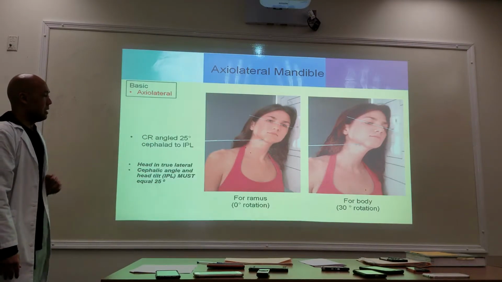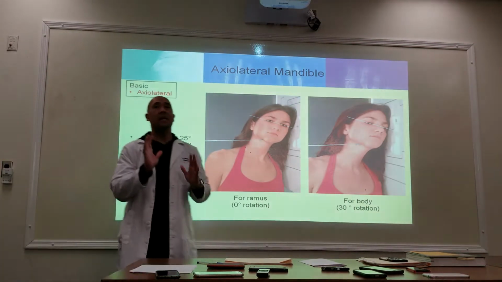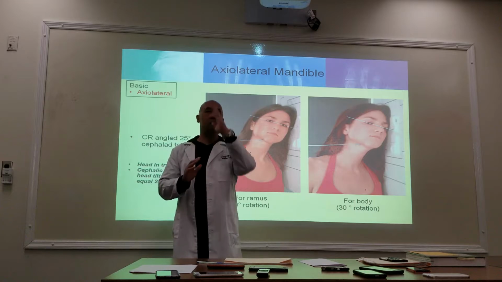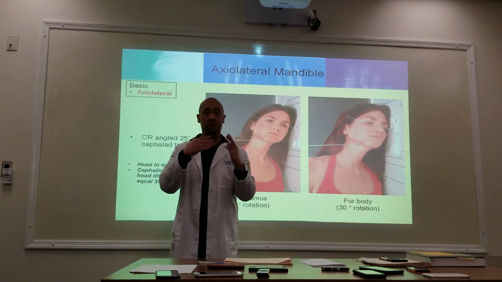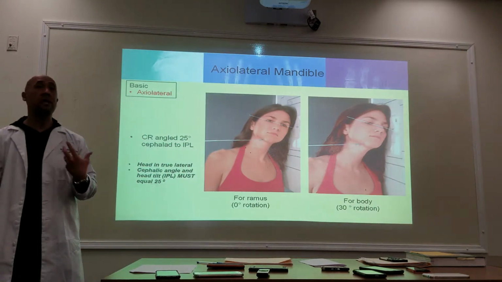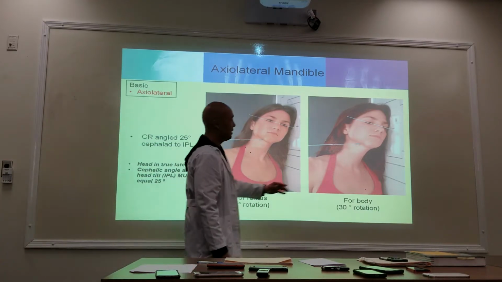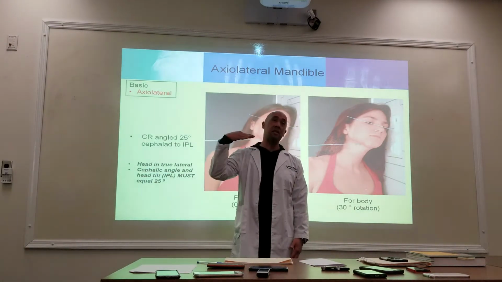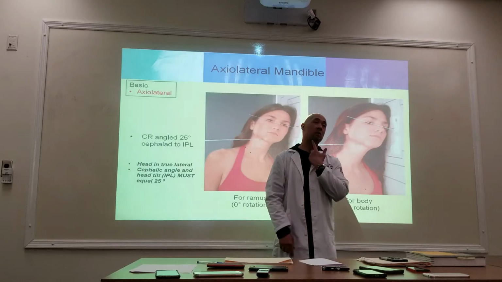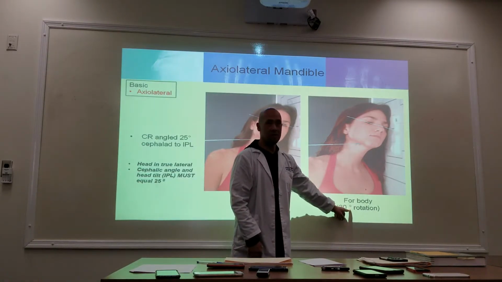Now, this is where it gets a little bit confusing, if it's not confusing already. So again, 25 degrees tilt or whatever combination between your central ray and your interpupillary line, it has to match 25 degrees, okay? Now, we can add a rotation to the mandible depending on what we're looking at. So this one, for instance, after they tilted their head 25 degrees with a 0 degree central ray, they rotated it approximately 30 degrees. And the reason for that is we're going to look at the body of the mandible.